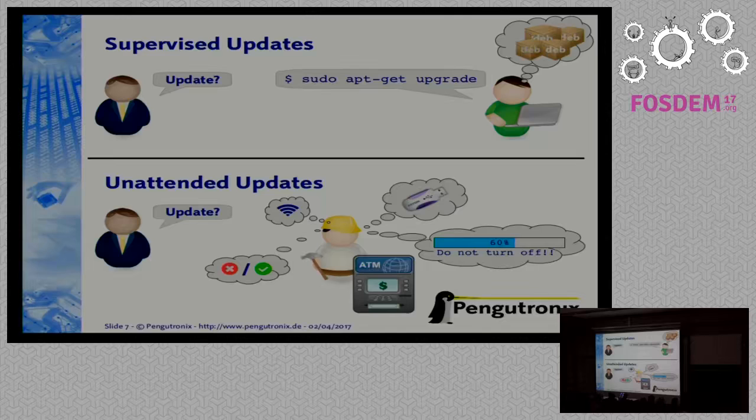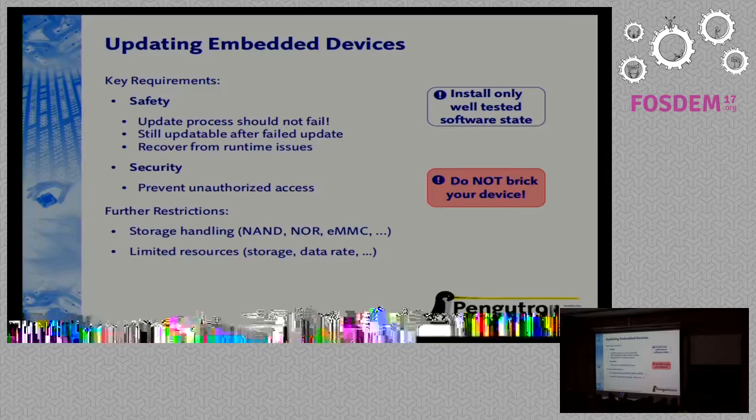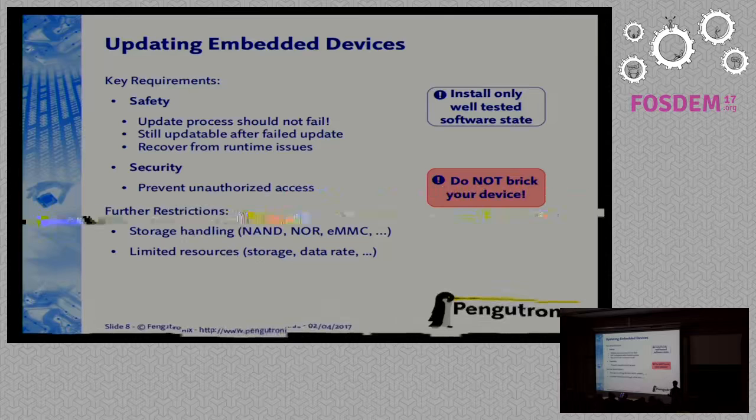So what are the key requirements for updating an embedded system? First of all, the update process itself should not fail. And in case it does fail, the system itself should still be in a state where it can be updated. And you also want to recover from runtime issues. When your system suddenly stops, then there should be some mechanism that reboots the device and brings it back into a state where it's still operating.